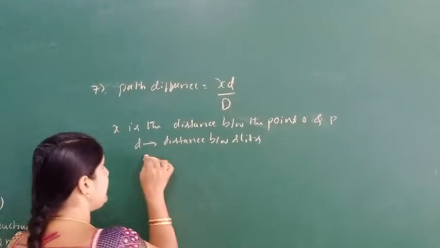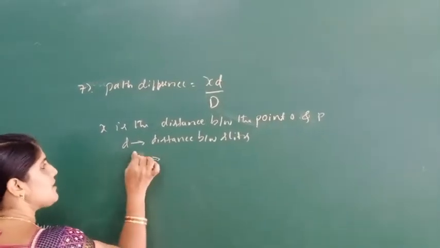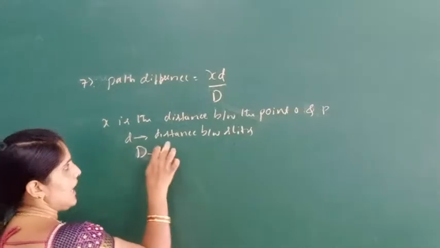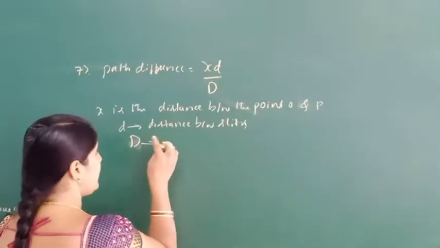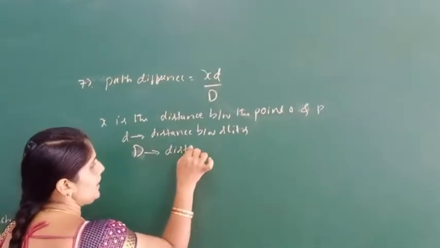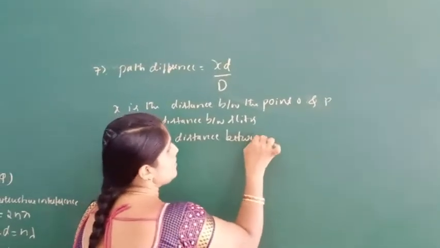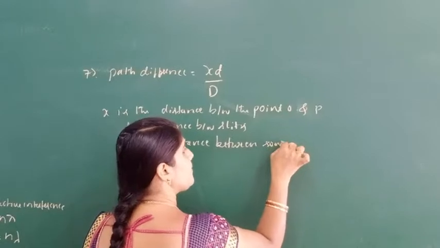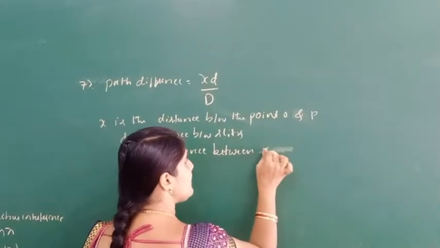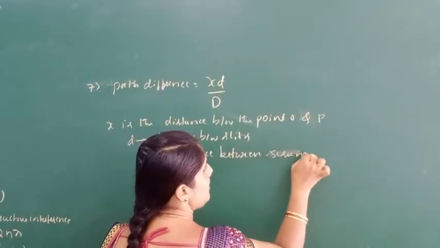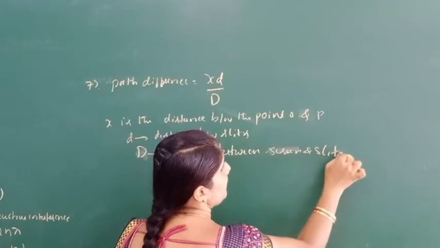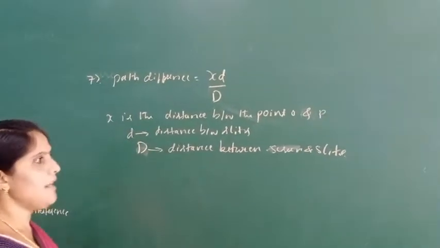And capital D, don't confuse this capital D with small d. Small d is the distance between slits, capital D is the distance between source and screen. Sorry, source, screen and slit. Screen and slits. Okay, this is the formula for path difference.